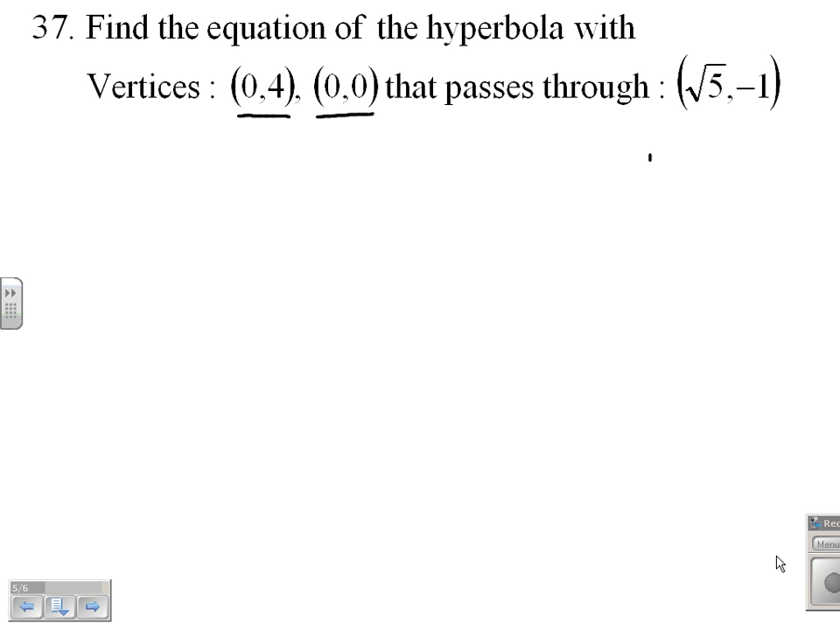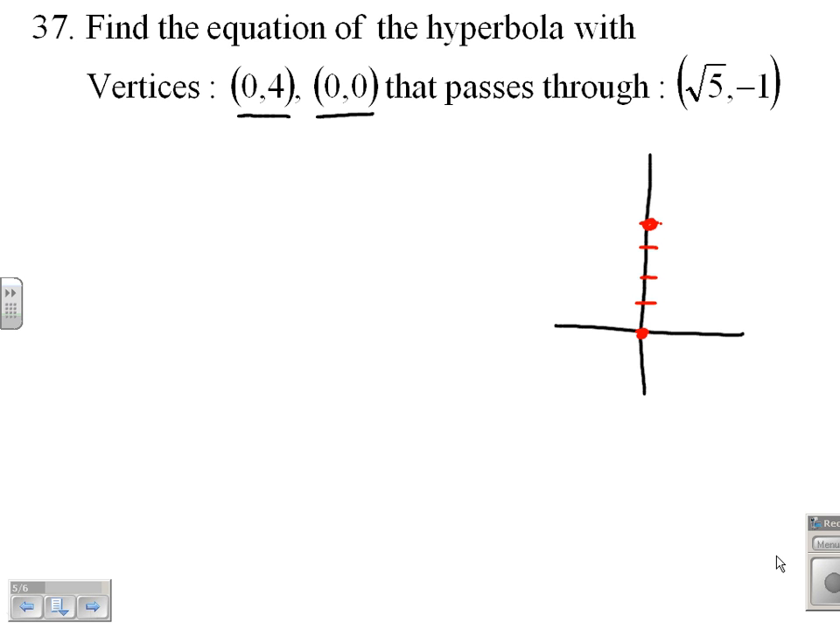Take your time. Let's get those right. Too many times I see a (0, 4) plotted as a (4, 0). So we're going to plot (0, 0) and (0, 4). And those are the vertices of the hyperbola.